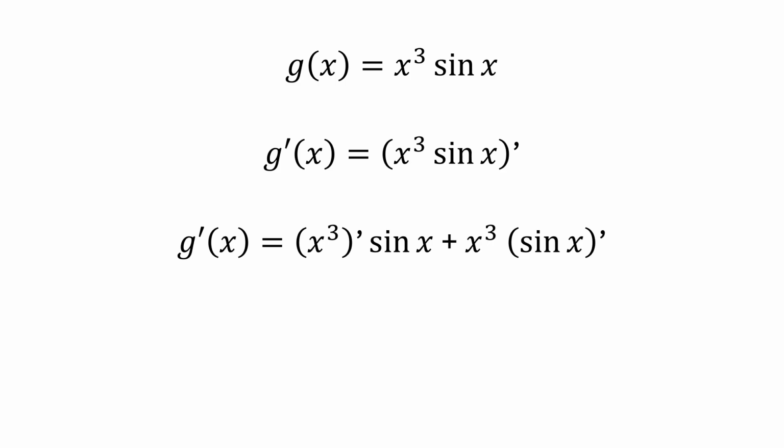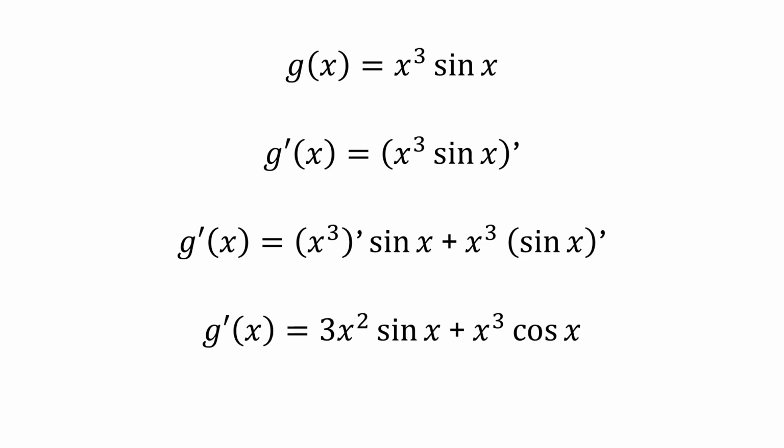To differentiate the first function, we use the power rule to obtain 3x squared, and the derivative of sine of x is cosine of x. Putting all this together, we arrive at our final answer of g prime of x equals 3x squared sine of x plus x cubed cosine of x.